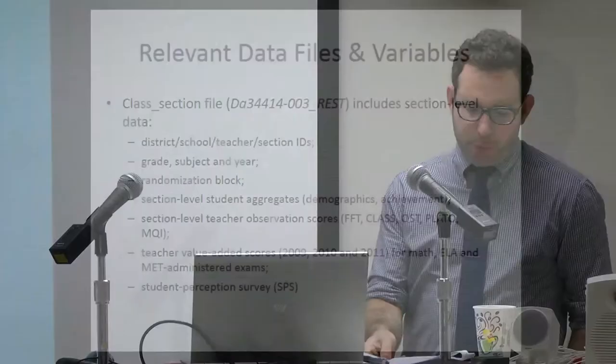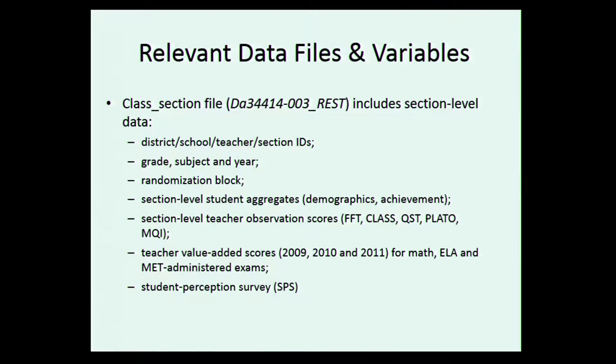Okay. So, what data would you like to know about when you want to work with a randomization sample? I've broken this up into the class, the student, and the teacher. The first file that you're going to think about is the class section file. This is the grade subject level file within a school. This file is going to include district, school, teacher, and section IDs. Remember, teachers can have multiple sections in principle. There's grade, subject, and year information.